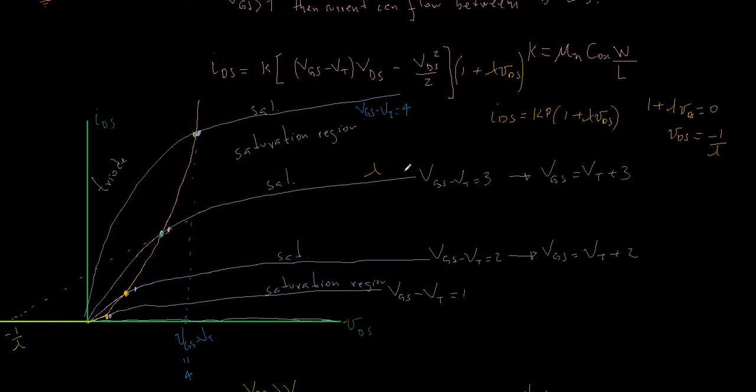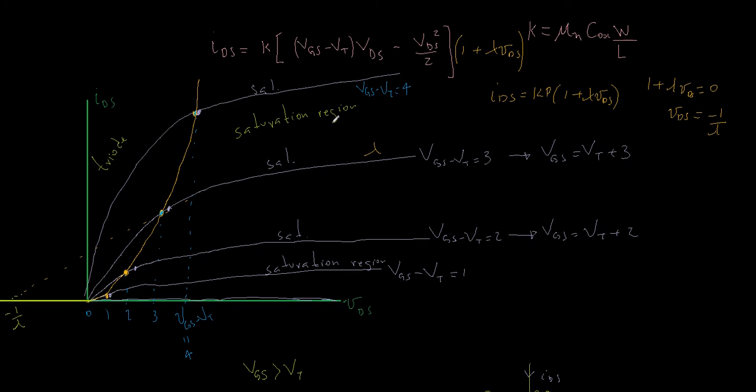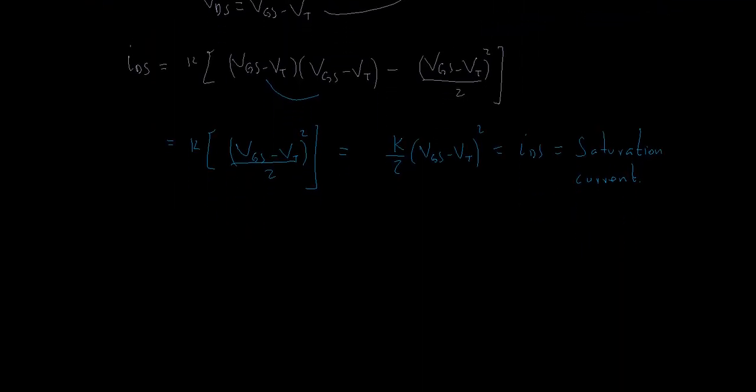You see? So this is equal to K over 2 times VDS squared. So this parabola here tells you where each of the curves here becomes saturated. So there's going to be an infinite number of these. There's another one here, there's another one here, and they all become saturated when they intersect this curve here.